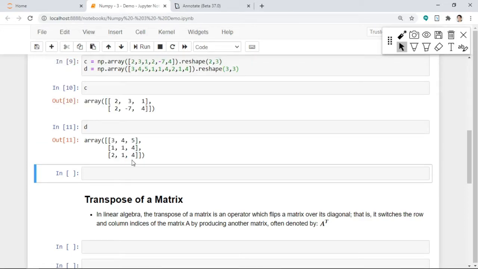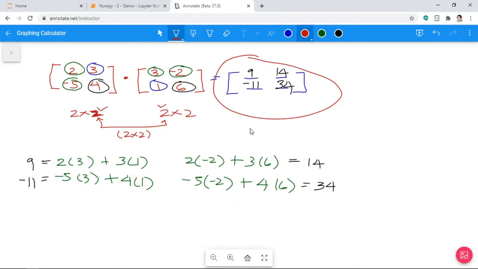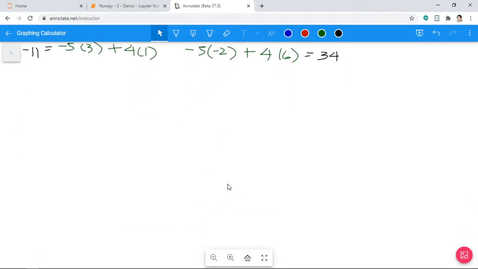This one is 3, 4, 5, 1, 1, 4, 2, 1, 4. Before we execute np.dot, let's try to compute this one manually first so that you would understand more. Again, we have the annotation here. Oh, I'm sorry, I'm in the pen mode. Let me clear that first, so I'll click the arrow. Let me drag this one up.